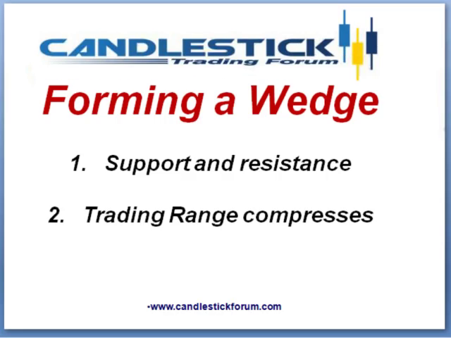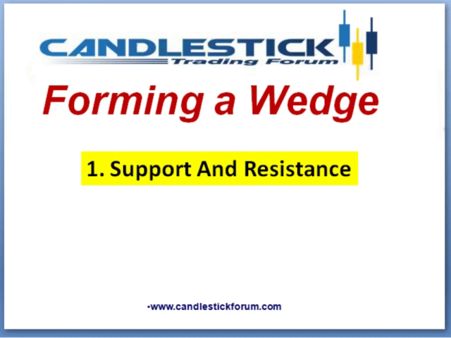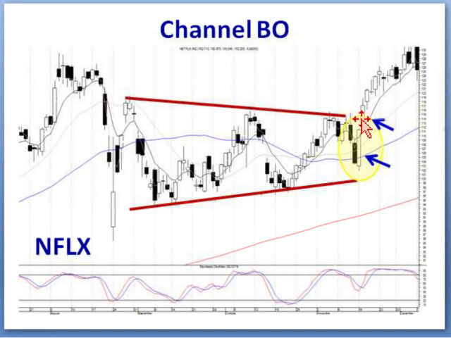Wedge formation is very simple. It creates a support and resistance level, and the trading range starts to compress down to a point. That support and resistance level is based upon being able to draw a line through the tops and through the bottoms. So if we're trading Netflix using candlestick analysis, we have a major advantage by seeing where the investor sentiment's kind of stuck and where it might change.